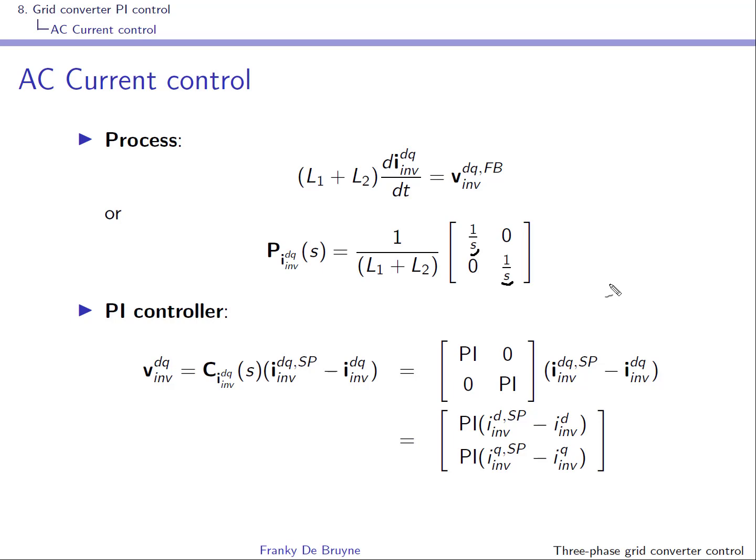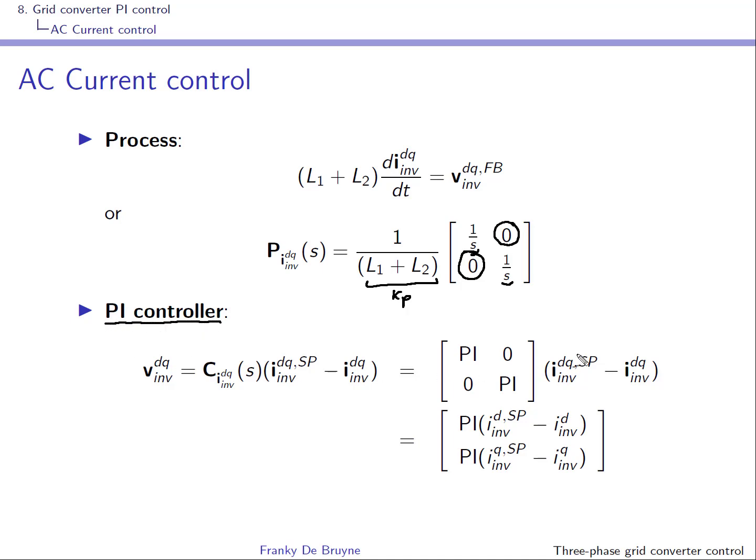The input is in the DQ framework, it has two inputs, and the output is in the DQ framework as well, and you also have two inputs. You can see, because of the presence of the zeros over here, and this is because we have been smart previously and decoupled the system, that indeed there is no coupling effect. The gain is Kp here, and it's 1 over the sum of the two inductances. So what we'll do is use a multivariable PI controller.